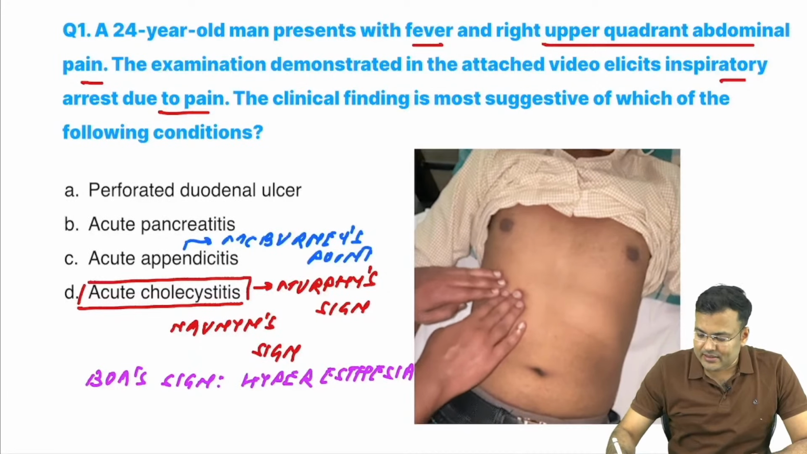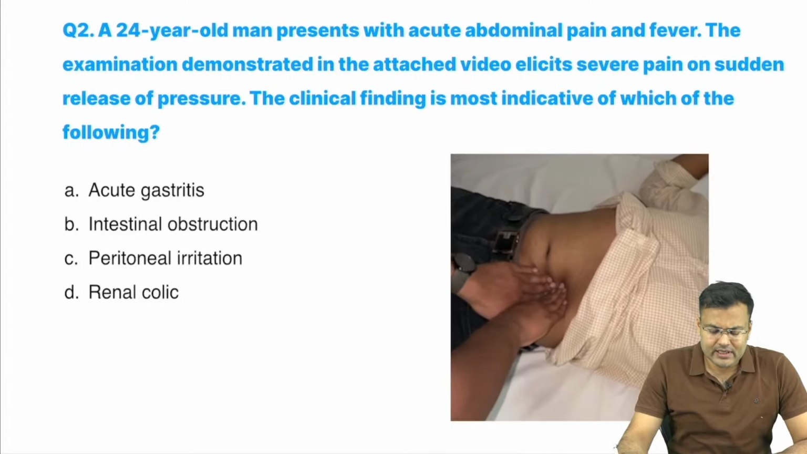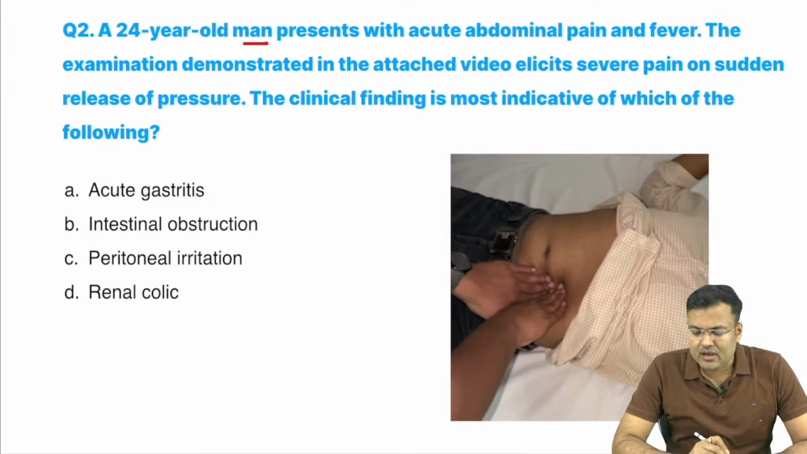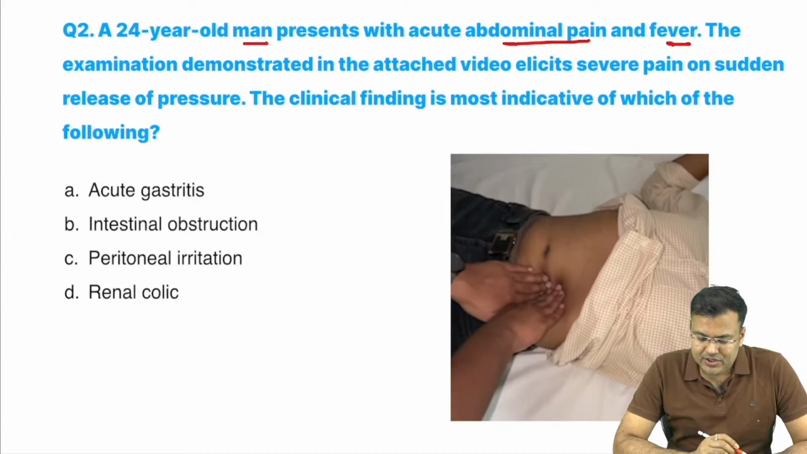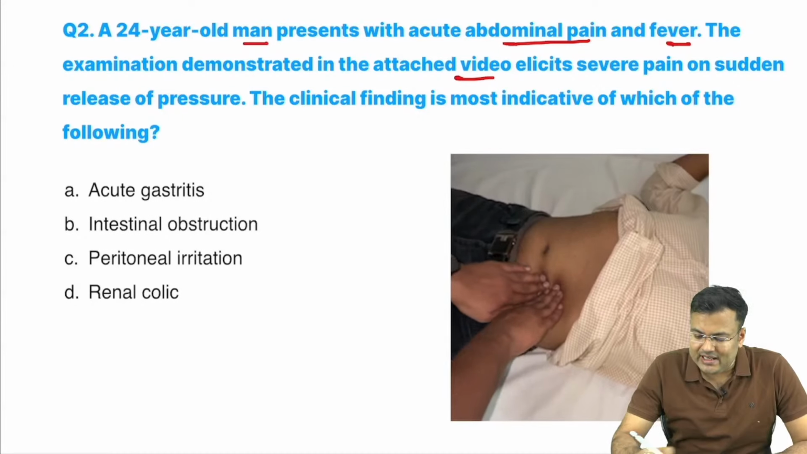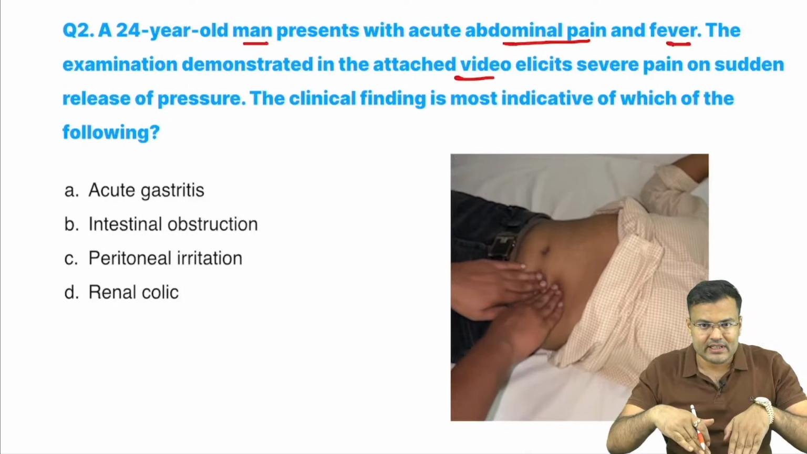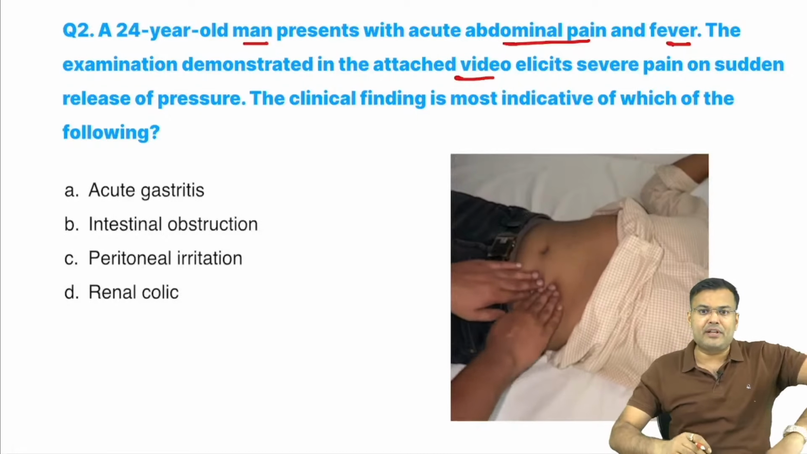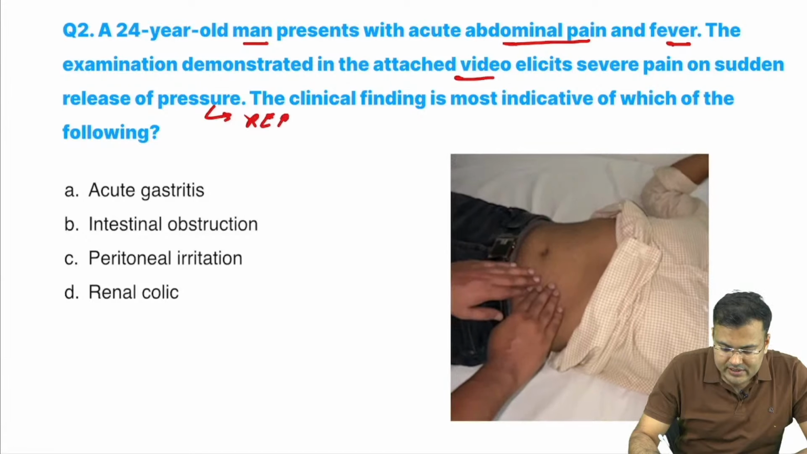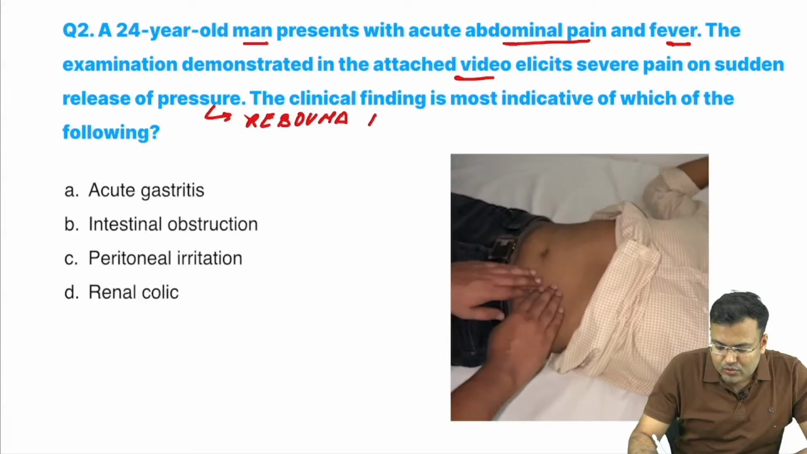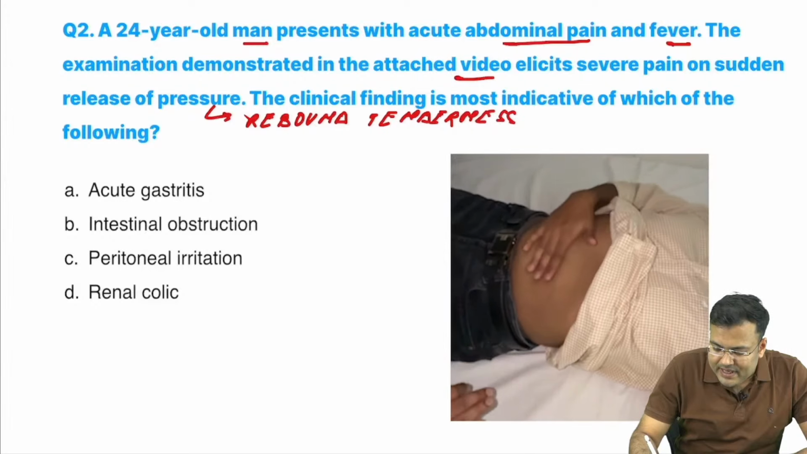Okay. Next, you can see the next one. Very easy. See this picture. In this video, this is a 24 years old man who presents with acute abdominal pain and fever. The examination demonstrated in the attached video elicits severe pain on sudden release of pressure. This is known as rebound tenderness. And guys, you know, rebound tenderness is suggestive of peritoneal inflammation.